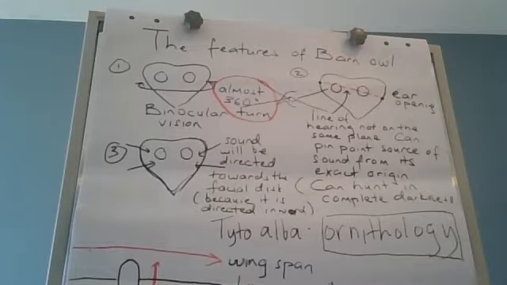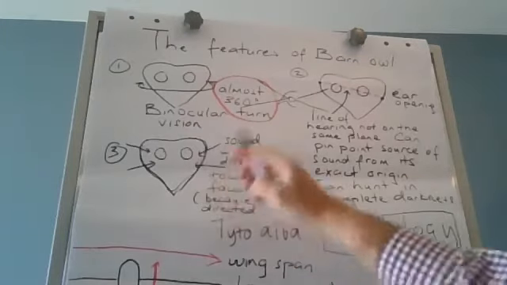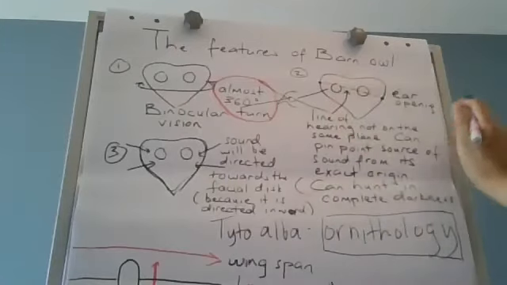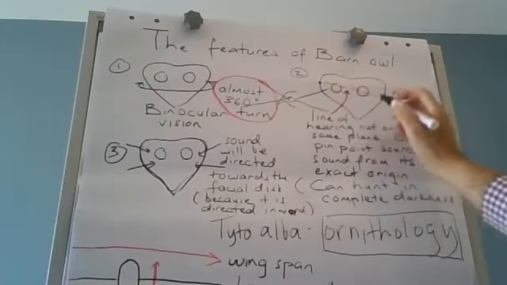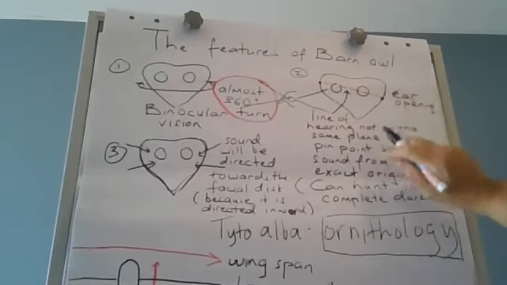So that is one special feature of the owl that gives it a lot of advantage in looking or actually hunting for its prey. That's number two. And then the third one is, if we look at the position of the ear opening.